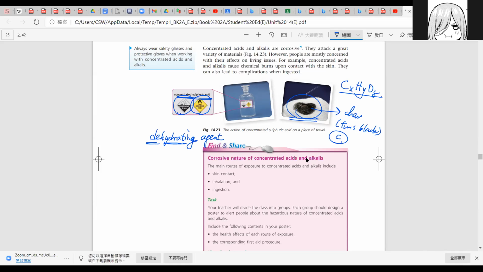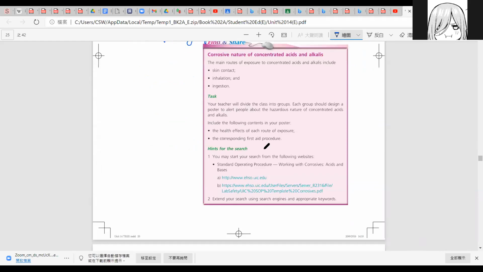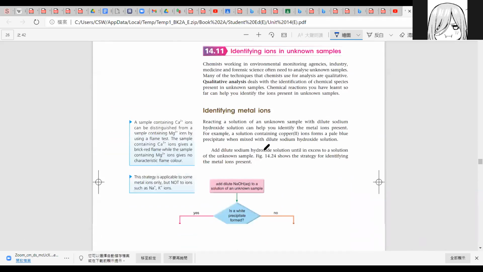Anhydrous calcium chloride is just drying. But dehydrating means a chemical change. It is the ability to pull away the hydrogen and oxygen and make them into water, leaving behind carbon. So it is a chemical change. Dehydrating agent, please mark it down. Concentrated H2SO4 is a dehydrating agent. So once you handle this chemical, be aware of it. Okay, is that clear?